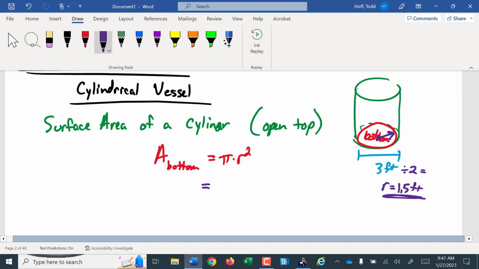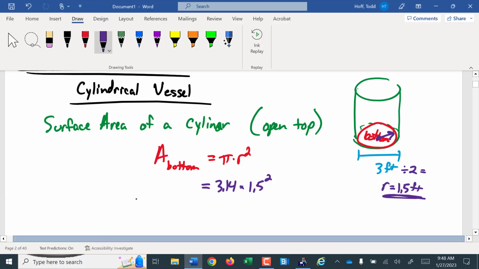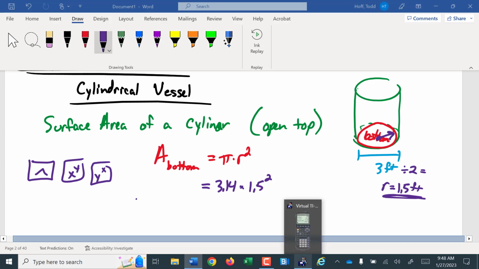So our area here is going to be pi. We're just going to use 3.14 for pi times 1.5 squared. For those of you that are new, if you don't know how to enter squares or powers in your calculator, depending on your calculator, it's called a caret key that looks like that, or you might have an x to the y or y to the x key. Most of your cell phones have that x to the y or y to the x key.